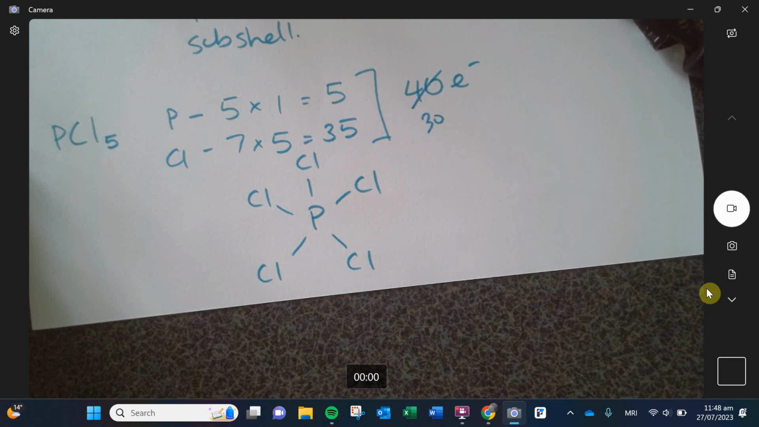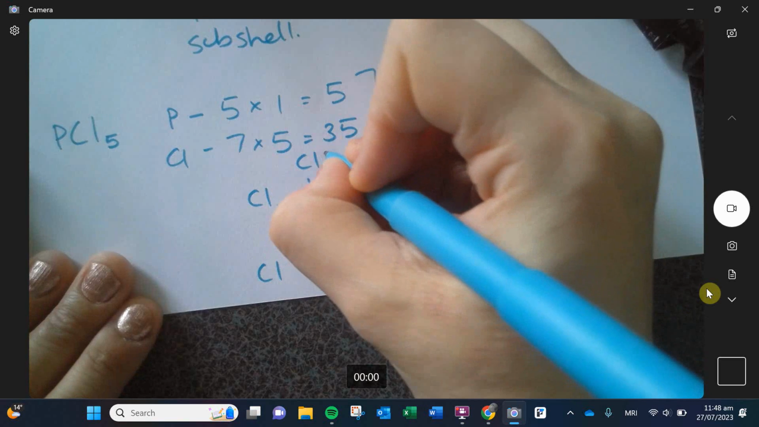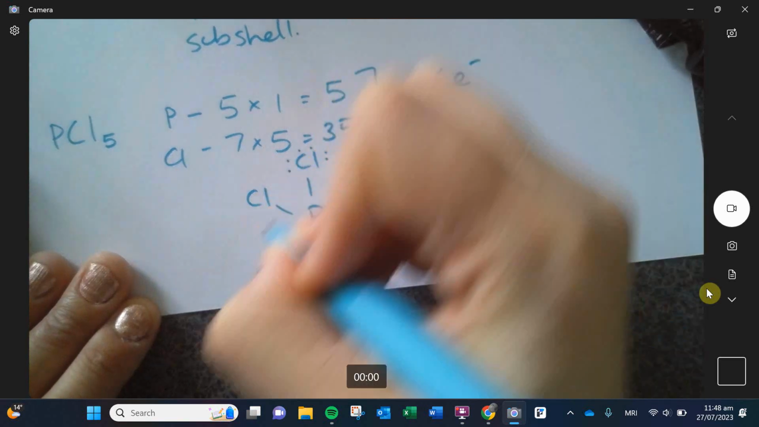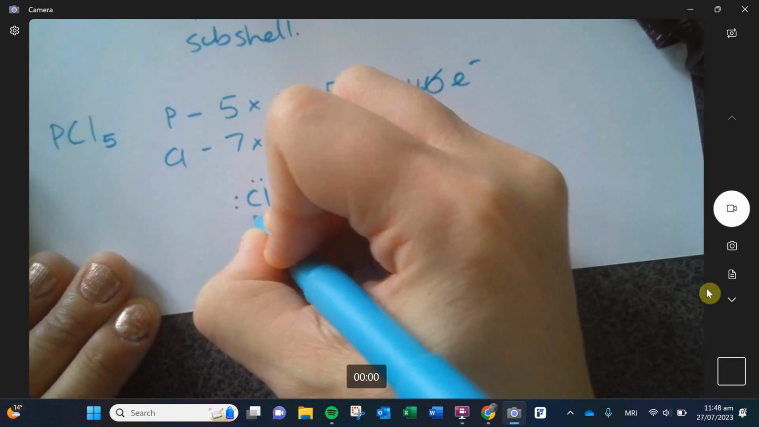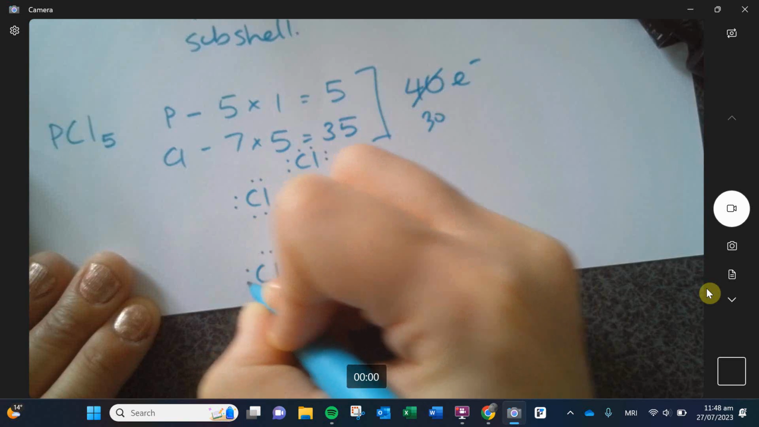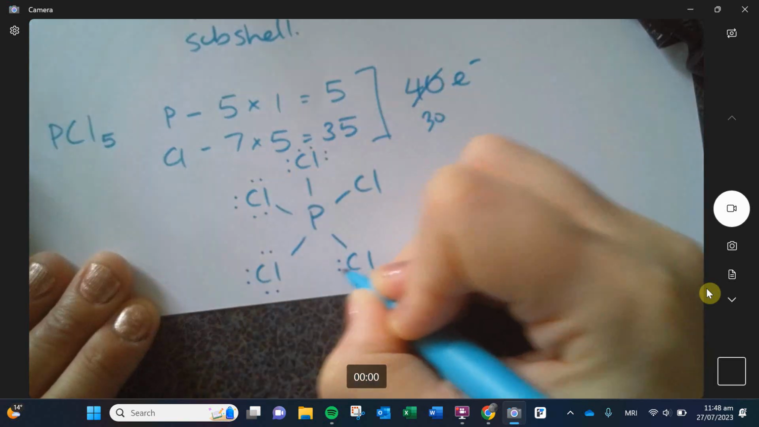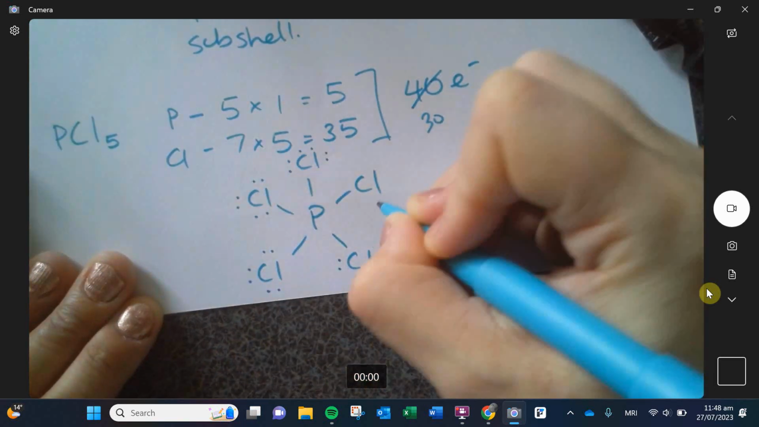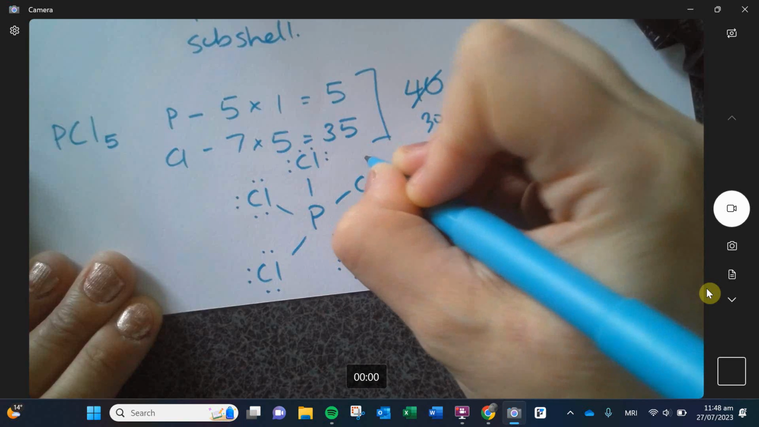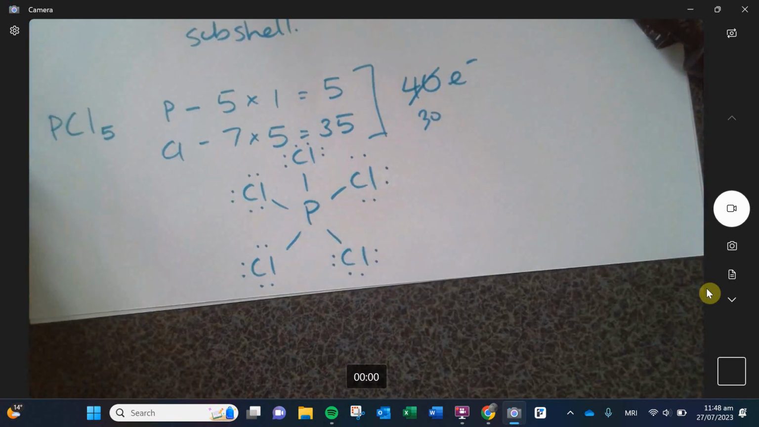Okay? All right. Let's start putting down our 30 electrons going outside in, and then anything left over goes on phosphorus. So 1, 2, 3, 4, 5, 6, 7, 8, 9, 10, 11, 12, 13, 14, 15, 16, 17, 18, 19, 20, 21, 22, 23, 24, 25, 26, 27, 28, 29, 30. That guy's done.